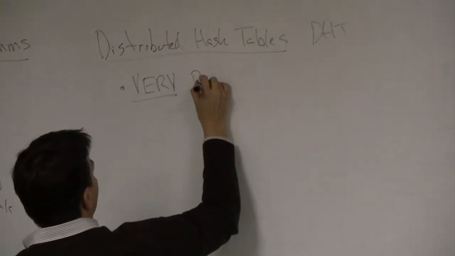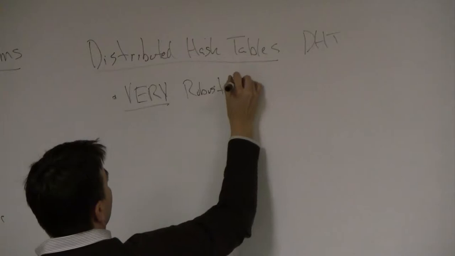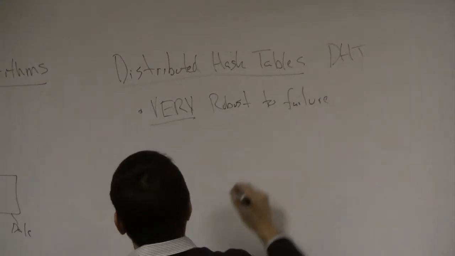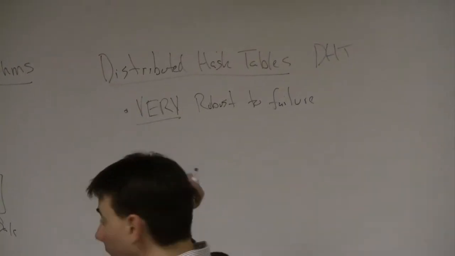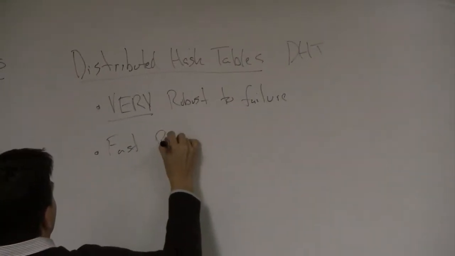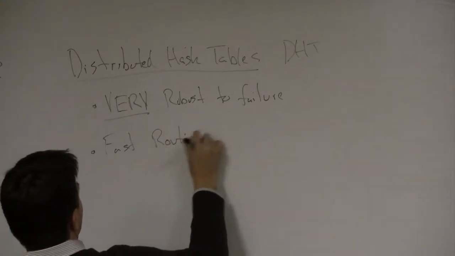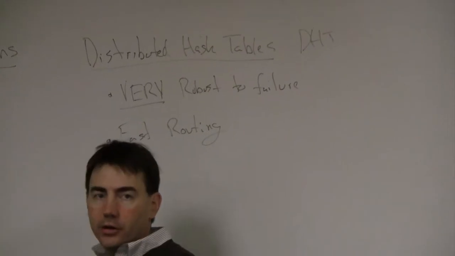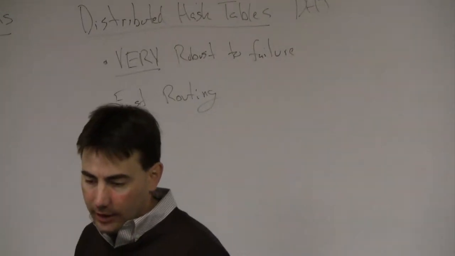It's going to be very robust to failure. It's going to have fast routing. Okay, so you want to be able to route something from any node to any other node pretty quickly.